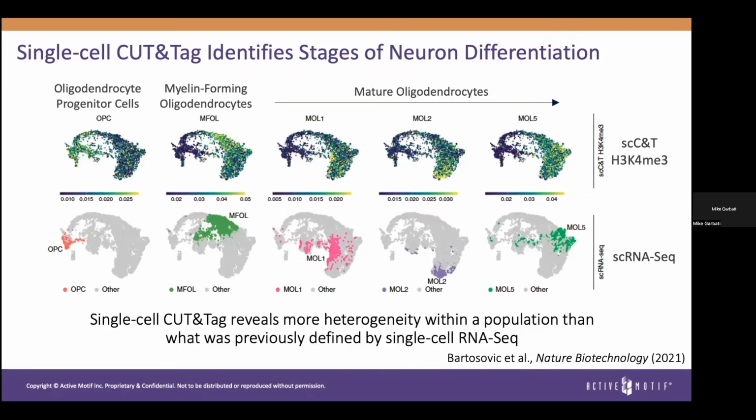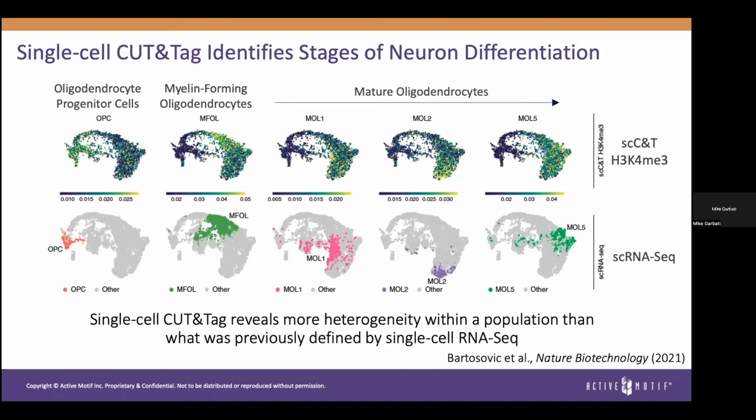From the Karolinska group, we can see how single-cell cut and tag can identify stages of neuron development within a population. So these, once again, are UMAP plots, but this is single-cell H3K4 trimethyl cut and tag. It shows how a single-cell cut and tag data set can complement an existing single-cell RNA-seq data set, which are the UMAP plots below.